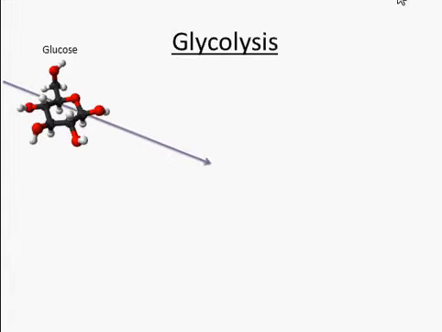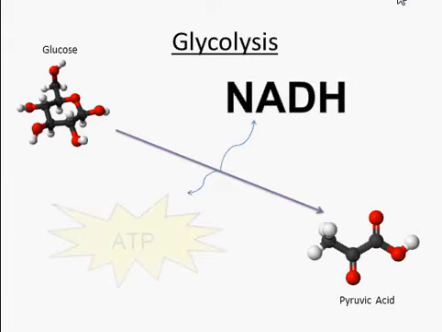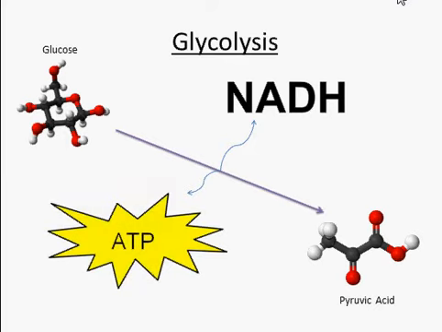All living cells go through glycolysis, the process by which glucose is converted to pyruvic acid. The purpose of glycolysis is to create NADH, an electron carrier, energy in the form of ATP, and pyruvic acid to be used in subsequent energy-generating pathways.